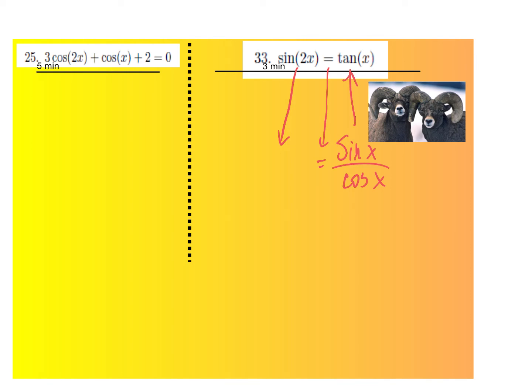Could sine 2x be 2 sine x cosine x? Did you have that memorized? No, I'm looking at the sheet. All right, thanks for being honest. It would have been even more impressive if you'd pulled that out of your brain. Does anybody have that memorized? Nobody's willing to say it, but I bet there's a few people that do. That's one that you should memorize.